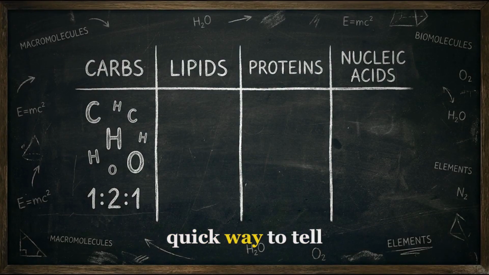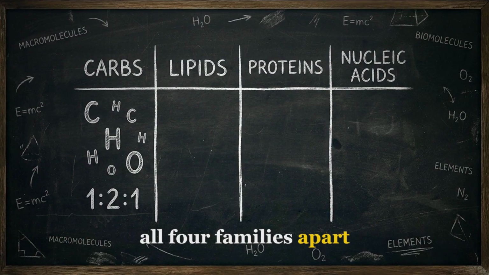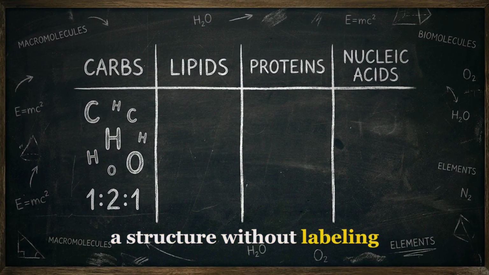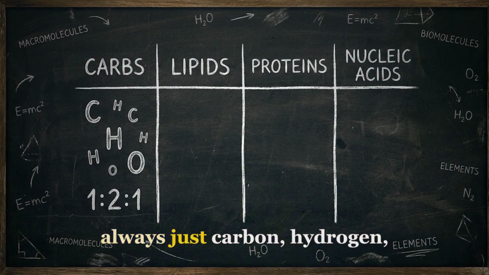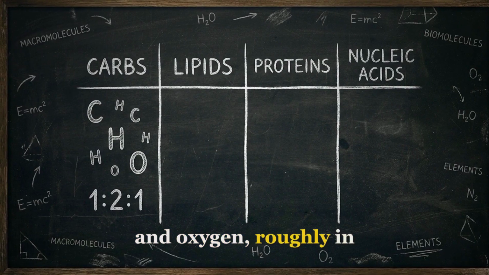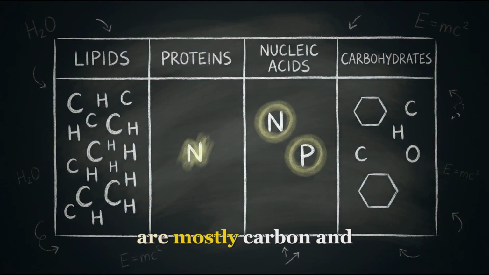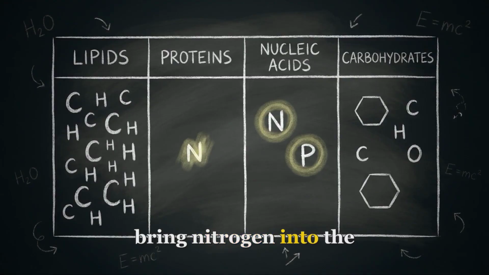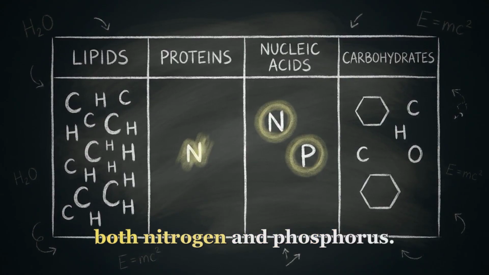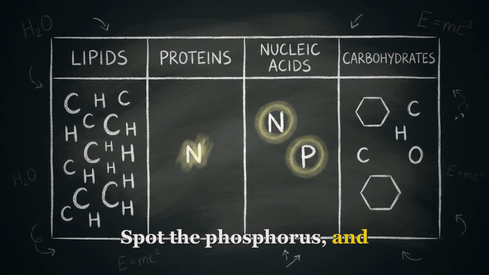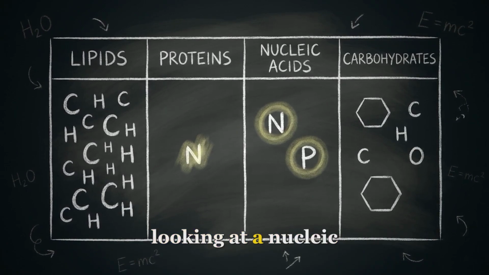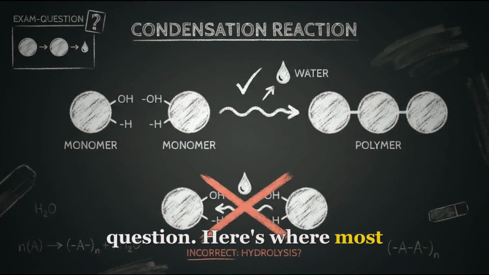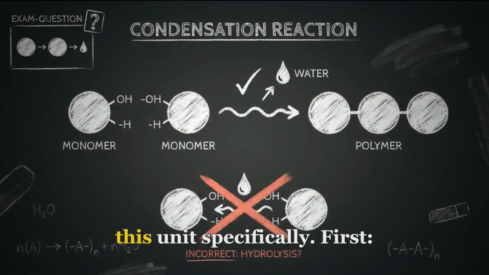Here's a quick way to tell all four families apart on sight if a test ever shows you a structure without labeling it. Carbohydrates are almost always just carbon, hydrogen, and oxygen, roughly in a 1 to 2 to 1 ratio. Lipids are mostly carbon and hydrogen, with very little oxygen by comparison. Proteins bring nitrogen into the mix. Nucleic acids bring both nitrogen and phosphorus. Spot the phosphorus, and you already know you're looking at a nucleic acid before you've read another word of the question.